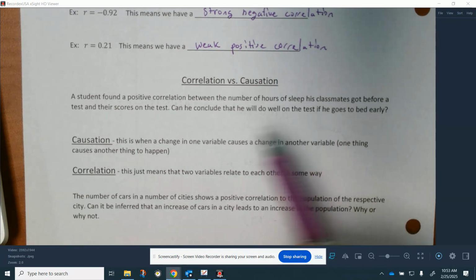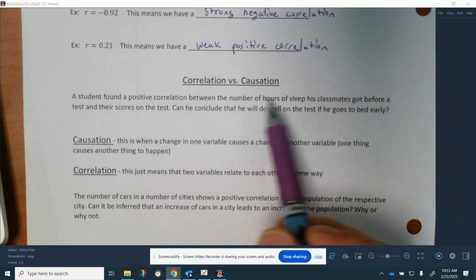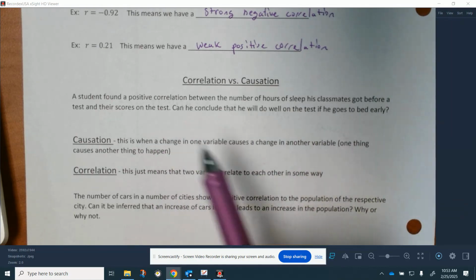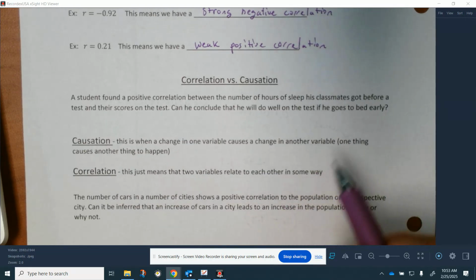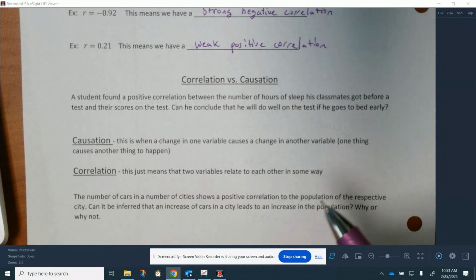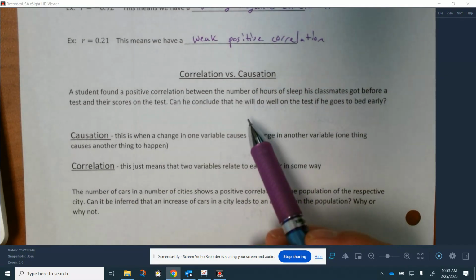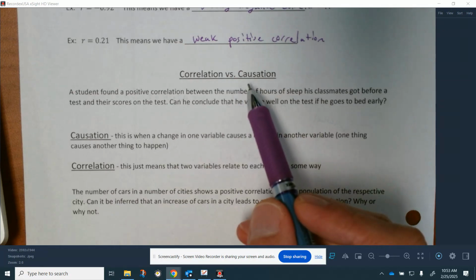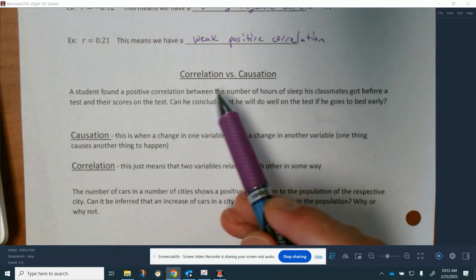Okay? So there's definitely a correlation, right? He found that the number of hours of sleep his classmates got before their test and the scores on their test were correlated. But does that mean that going to bed early and getting good sleep is what is causing you to do well on the test? Or is there just a relationship between sleeping and doing well on the test? So I would argue that there is not causation. Sleeping before the test doesn't cause you to do well, but it might help you do better if you did other things. So there is a correlation, right?